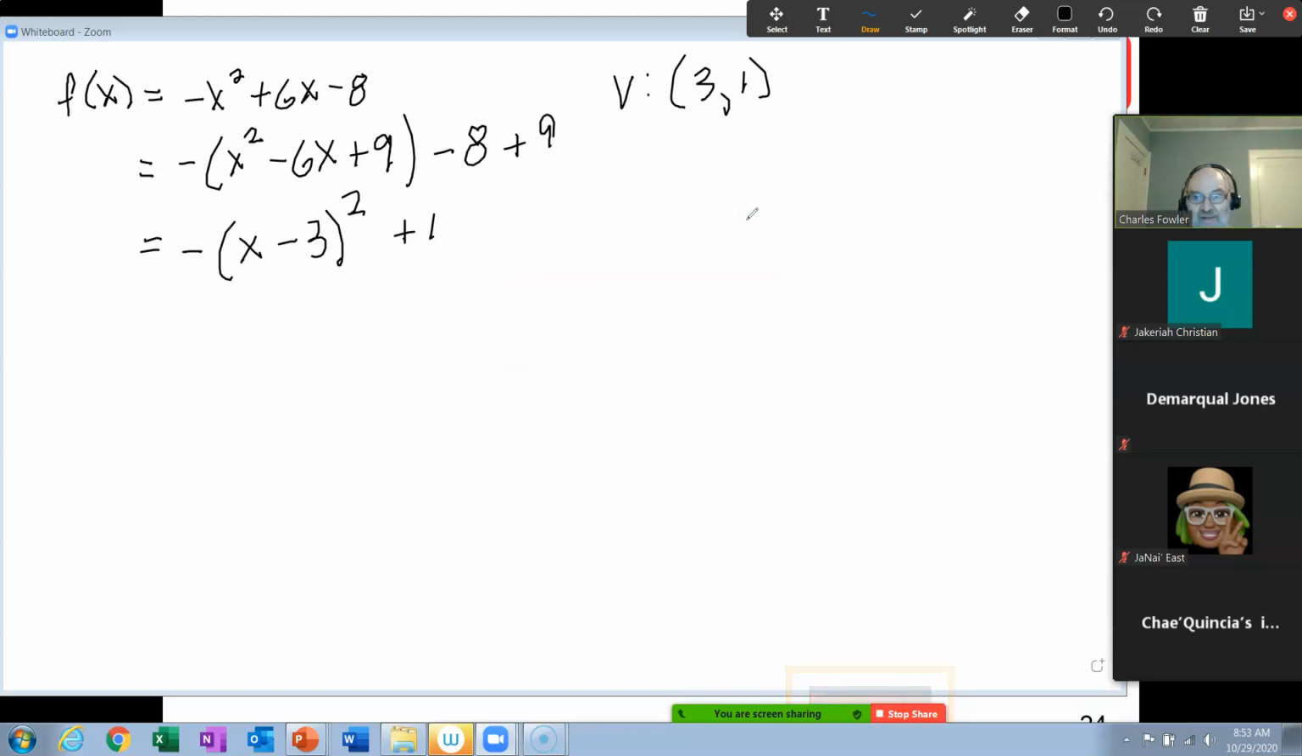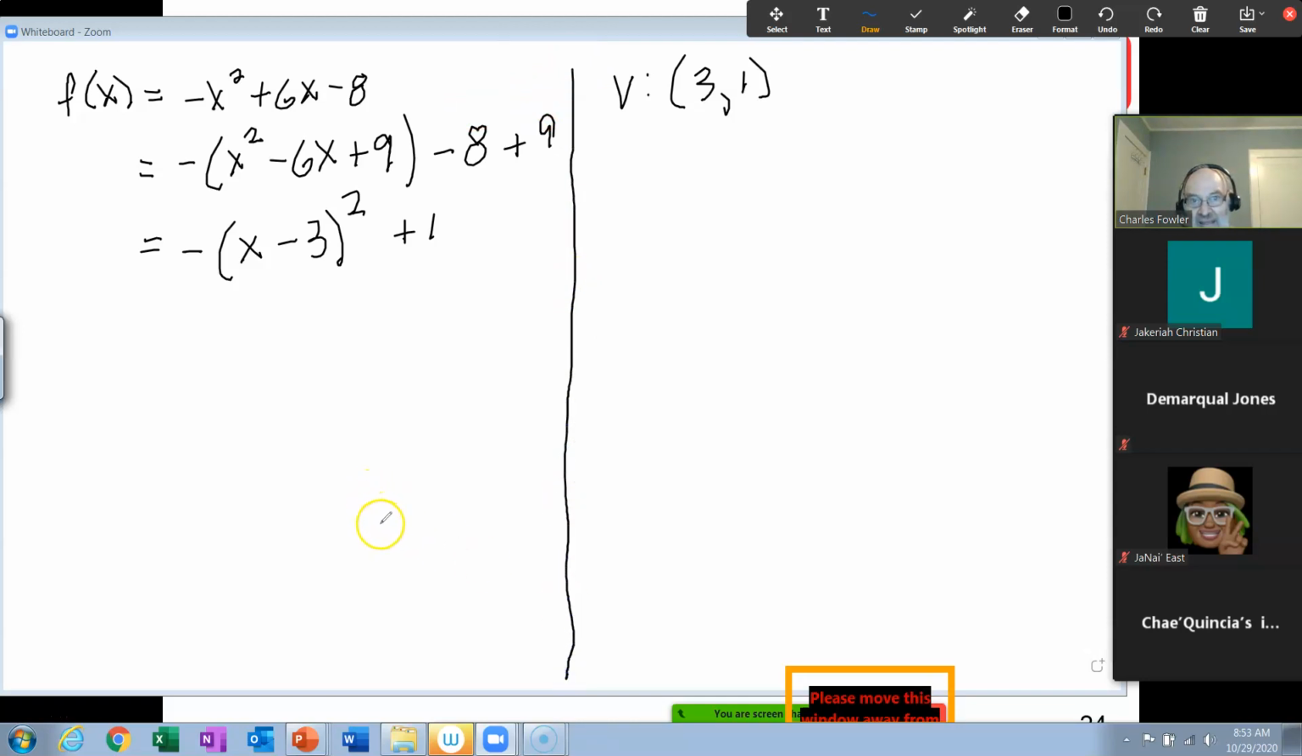we found the vertex, and I guess it's now time to sketch the graph. Okay, so I'm going to try to draw my axes. I'll try to make that one as vertical as I can, and I'll probably try to make this as horizontal as I can.